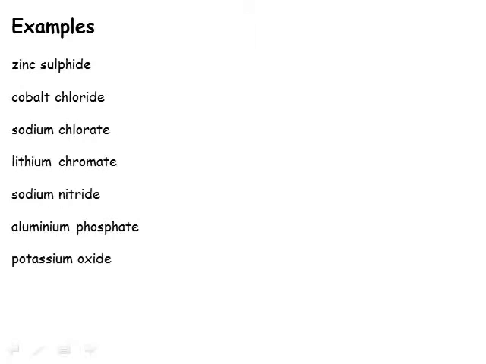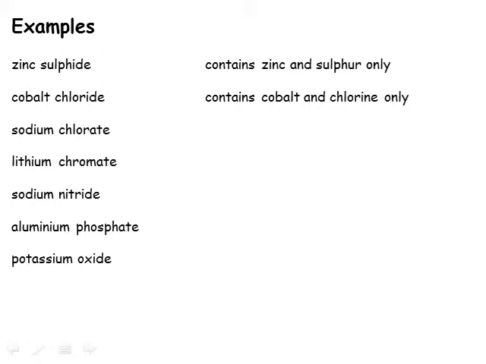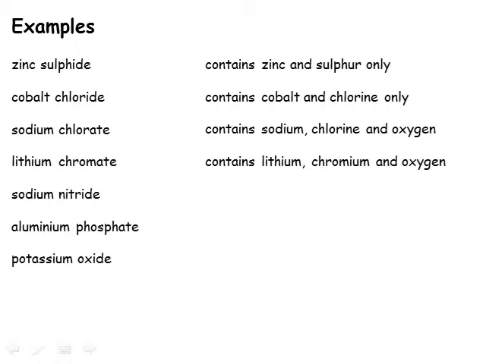We can see how the names reflect the types of atoms from which a compound is made with these examples. Zinc sulfide contains zinc and sulfur, and the "ide" ending means no oxygen is present. Cobalt chloride contains only cobalt and chlorine for the same reasons. In sodium chlorate we can see that the ending is changed, so sodium chlorate contains sodium, chlorine and oxygen. The same is true for lithium chromate, which contains lithium, chromium and oxygen.